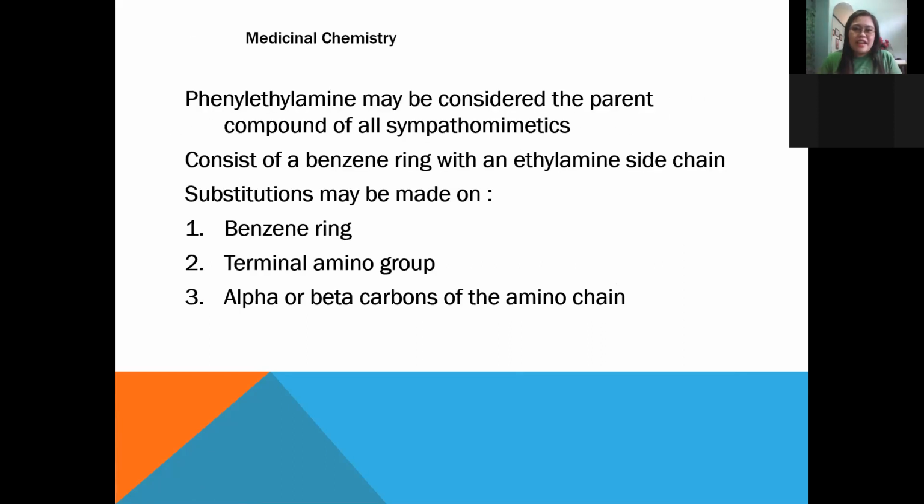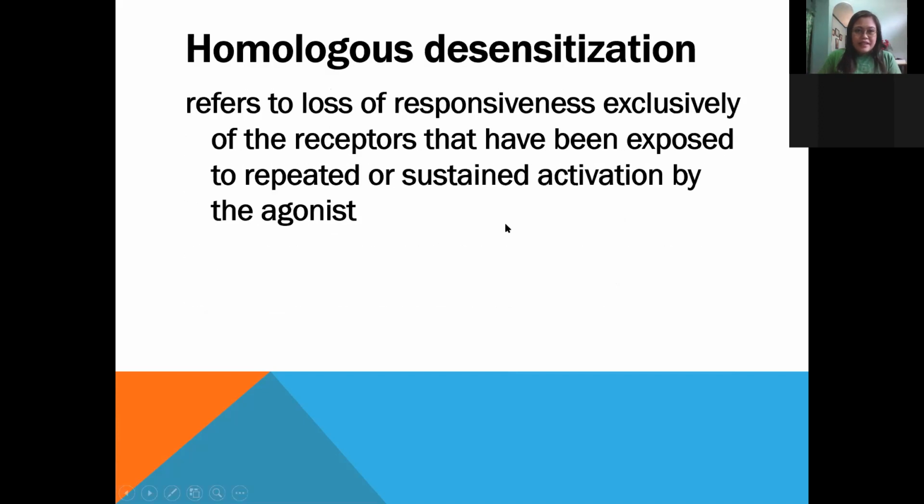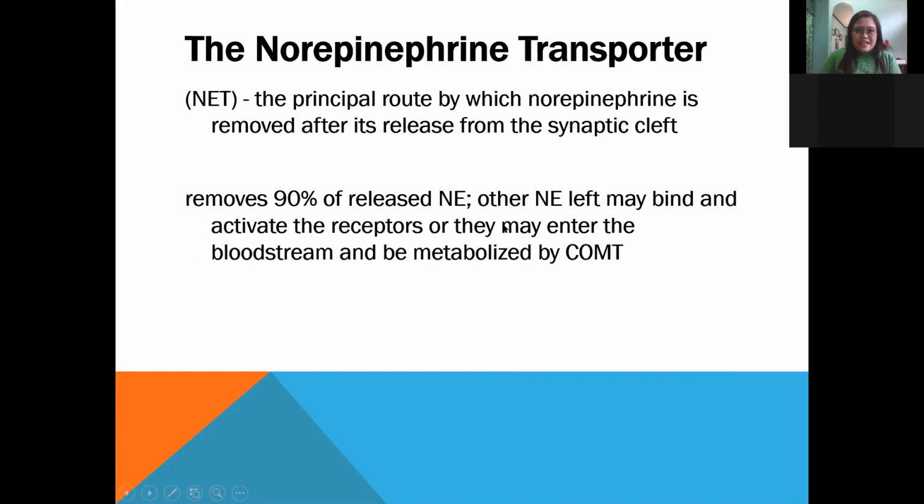So yesterday, we discussed that when you say phenylethylamine, it is composed of a benzene ring, a terminal amino group, meaning it is at the last position, and then we have the alpha or beta carbons on the amino chain. So, what else did we discuss yesterday?